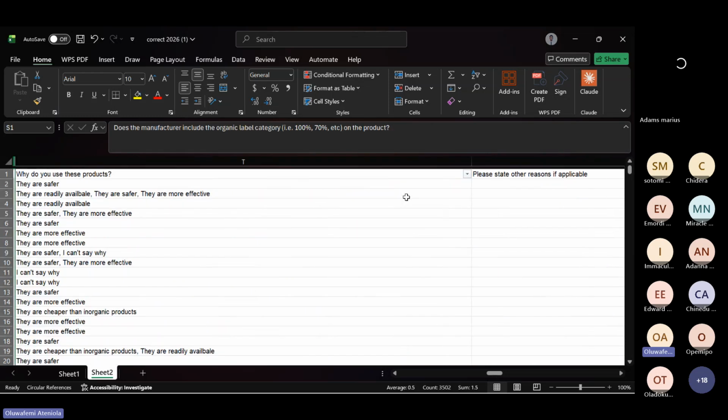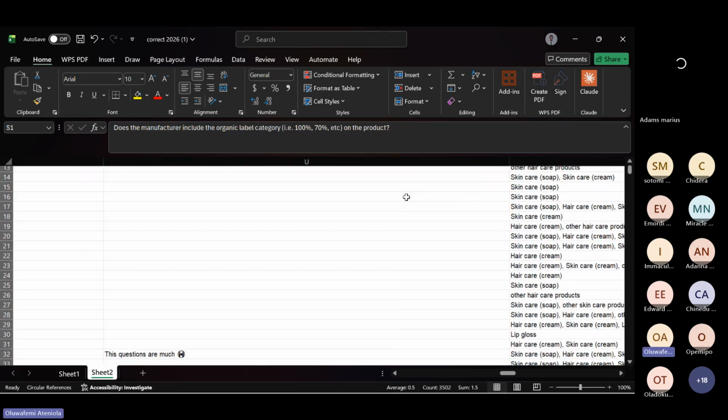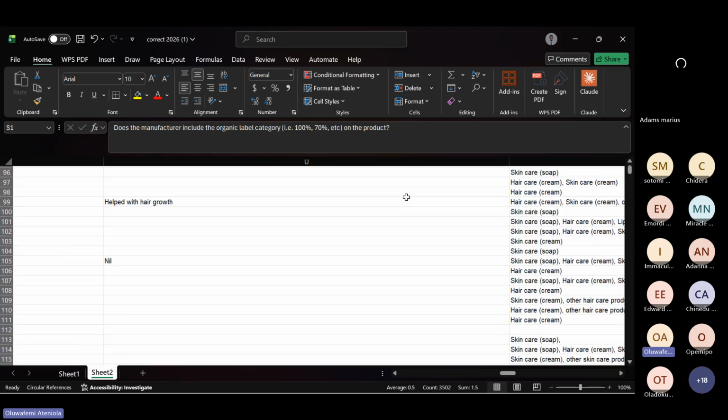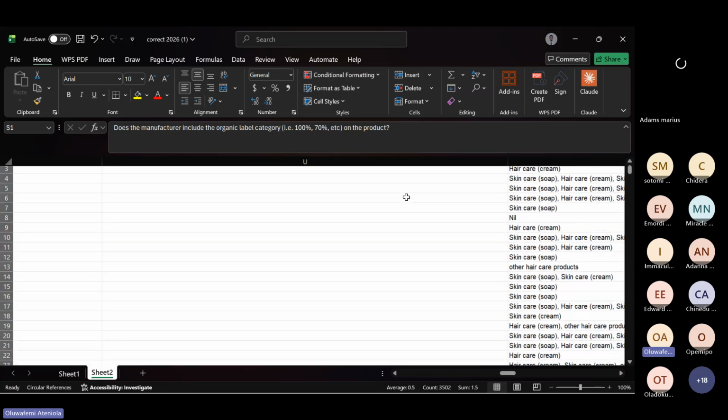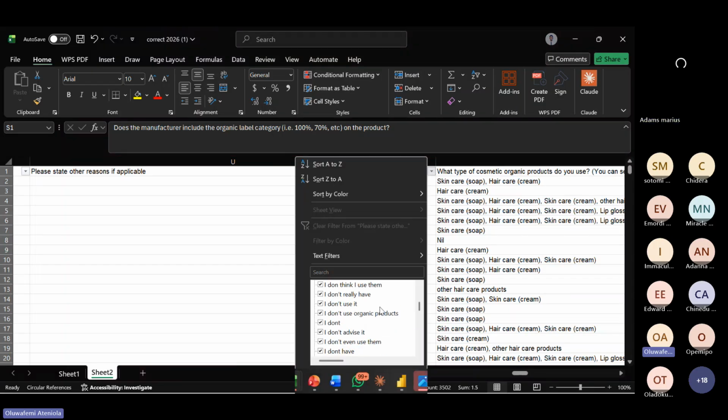I think this particular question is correlated with the one we have in column X. And it says, why do you use organic products? They are safer. If we state other reasons, I think these other reasons can be, depending on how many options we have, we can take them out. Let's take a look. Well, we have quite a number of them.